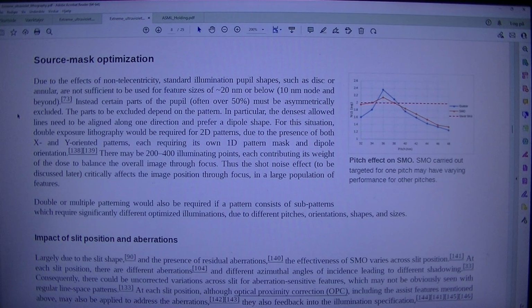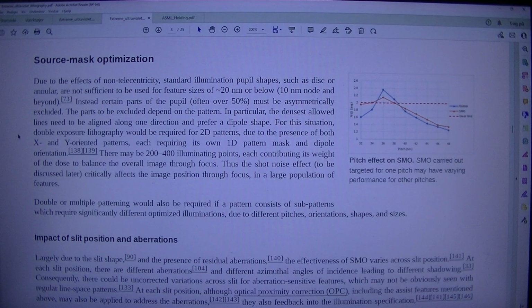In particular, the densest allowed lines need to be aligned along one direction and prefer a dipole shape. For this situation, double exposure lithography would be required for 2D patterns, due to the presence of both X and Y-oriented patterns, each requiring its own 1D pattern mask and dipole orientation. There may be 200-400 illuminating points, each contributing its weight of the dose to balance the overall image through focus. Thus the shot noise effect, to be discussed later, critically affects the image position through focus in a large population of features.